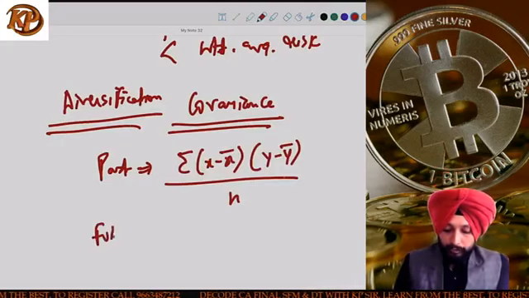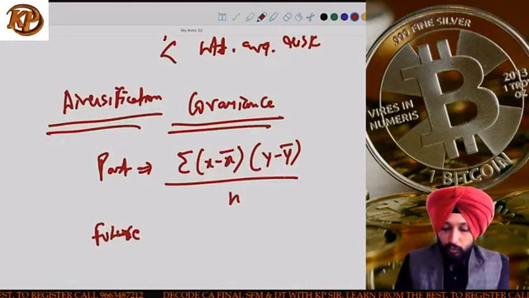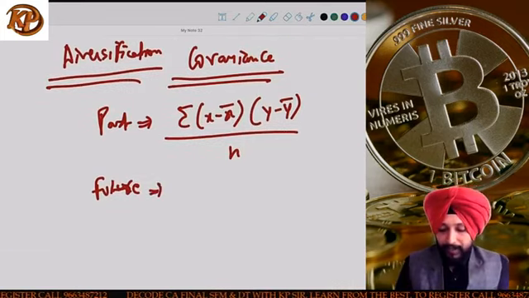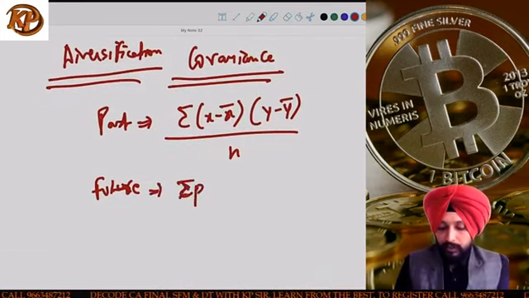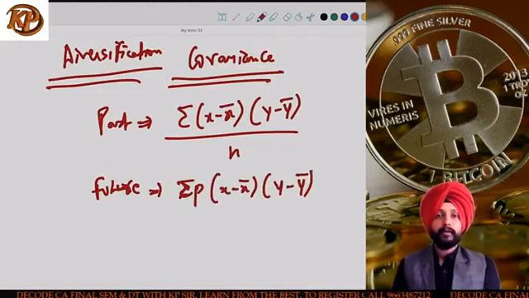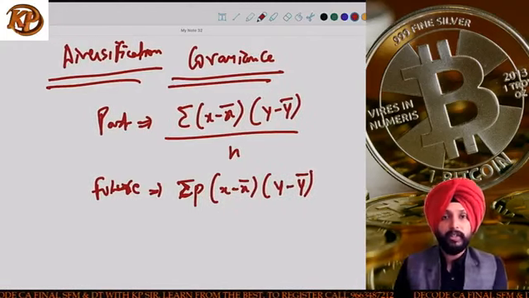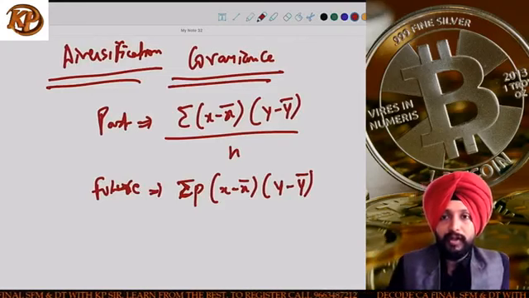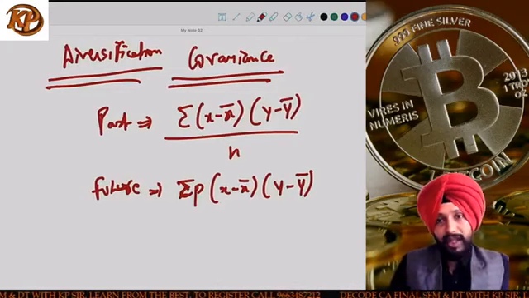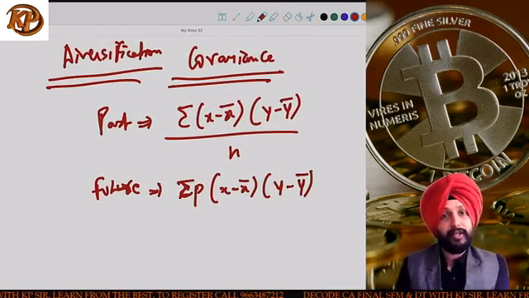What is the formula in case of future data? Needless to say, you would have already understood. Instead of n, we will have p, because future data will always have probability. Summation p into x minus x bar into y minus y bar. We use covariance for finding out the correlation between the stocks, and that will help us understand how much is the benefit of diversification.